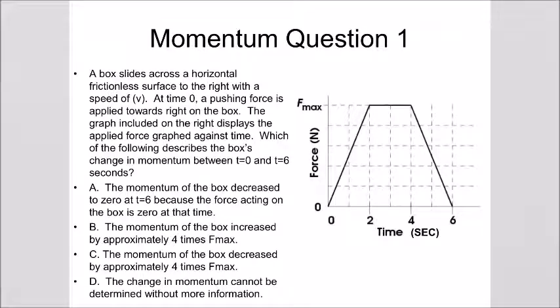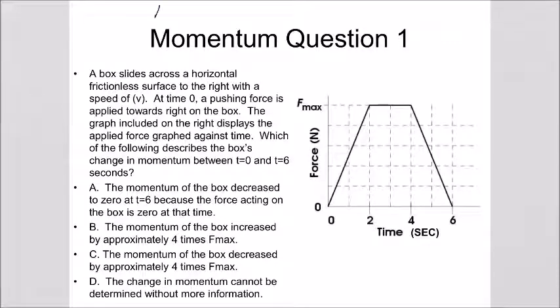So practice problem 1, we have a box sliding across a horizontal frictionless surface to the right with a speed of positive v. At time 0, a pushing force is applied toward the right on the box. The graph included on the right displays the applied force graphed against time. Which of the following describes the box's change in momentum between t equals 0 and t equals 6?